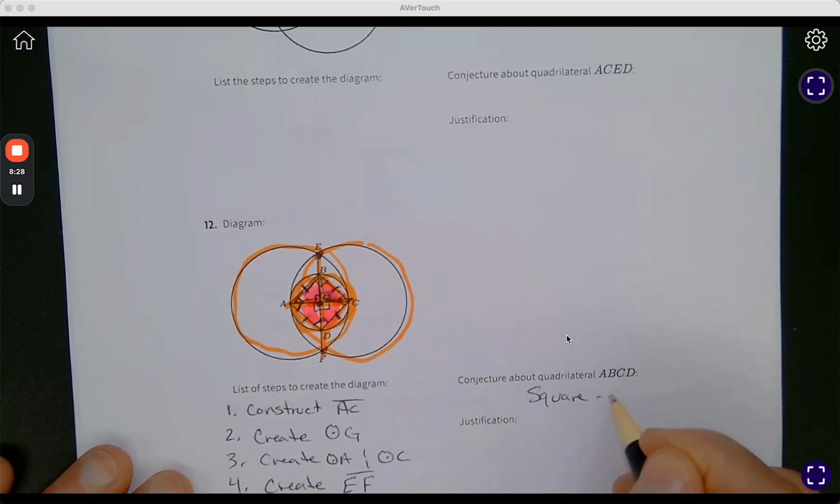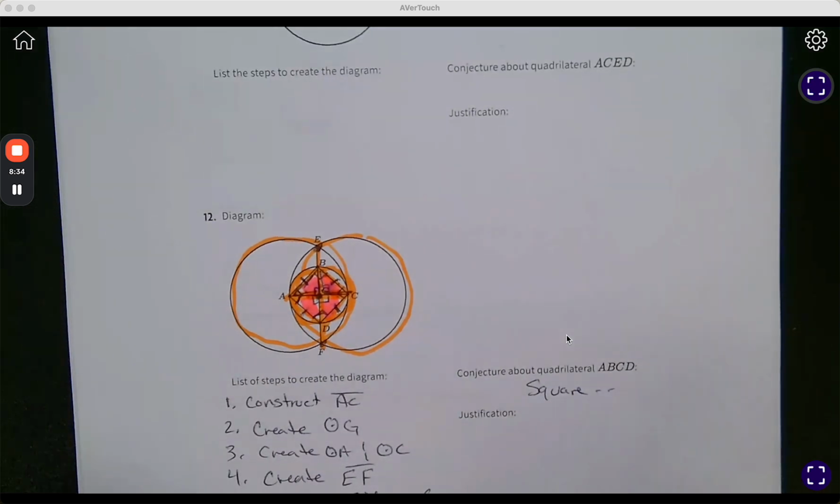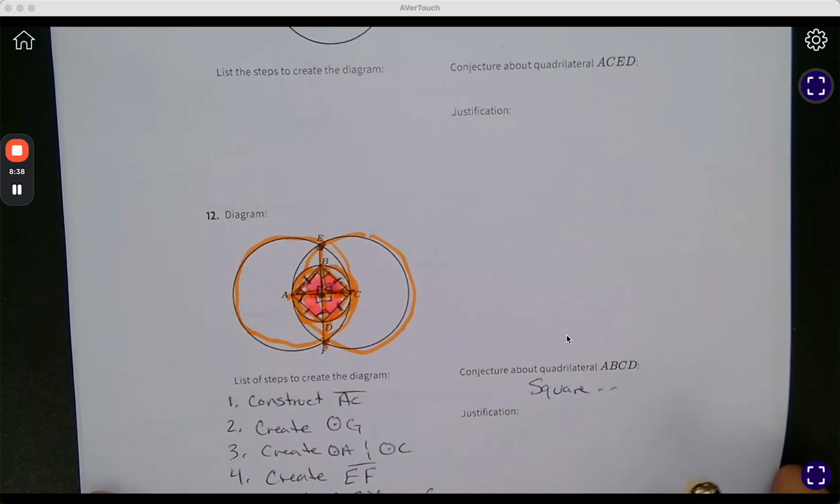And I just kind of did the justification verbally. All right? That's it. That was a good problem. I like that. Let's go to 13.